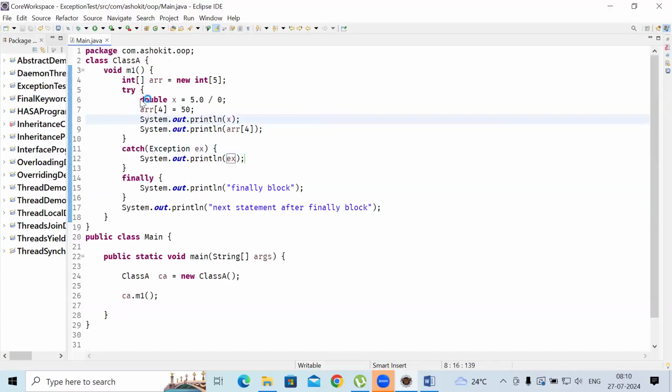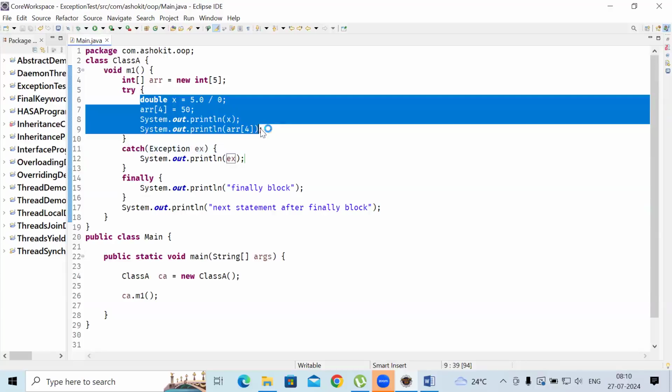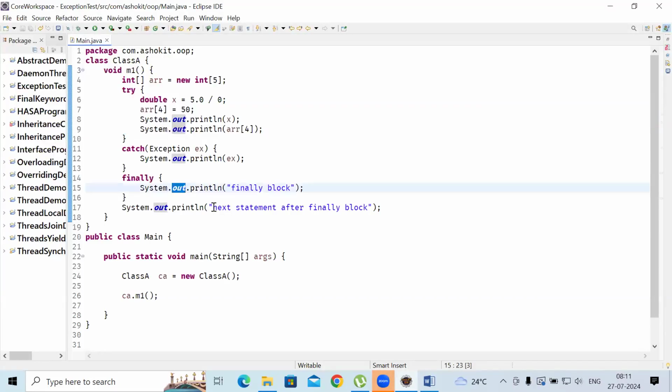Tell me now directly, if there is no exception in the try block, where does control go? Understand my question: no exception occurred in the try block, then the next control goes to the finally block. Very good. After executing the finally block, the next statement will be executed. Am I clear?